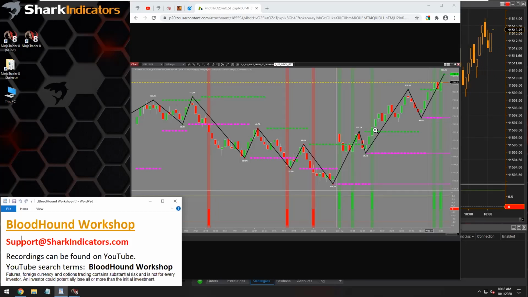So I believe you're resetting your signal blocker when price crosses that swing high. The reset should happen when a new swing high or a new swing low has been created. That'll be the proper reset for your signal blocker.